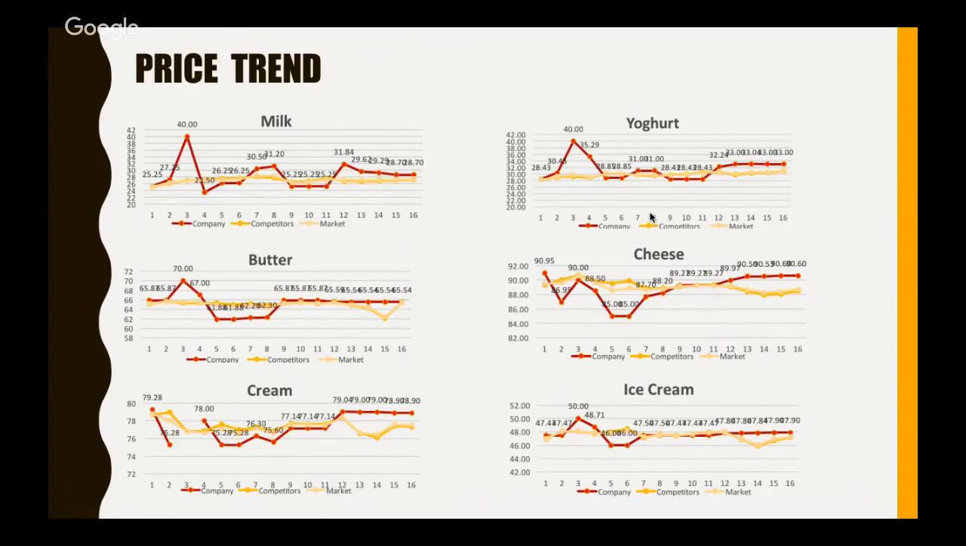Talking about pricing, we can see from these 6 price trend graphs that the red line represents our company price and the yellow lines are market and competitor prices. There is a large fluctuation in rounds 3 and 4, because in the first 2 days of round 3, we sold a lot of milk and yogurt. Therefore, I decided to increase the price of these 2 items. However, I mistakenly increased the price of milk and yogurt too much.